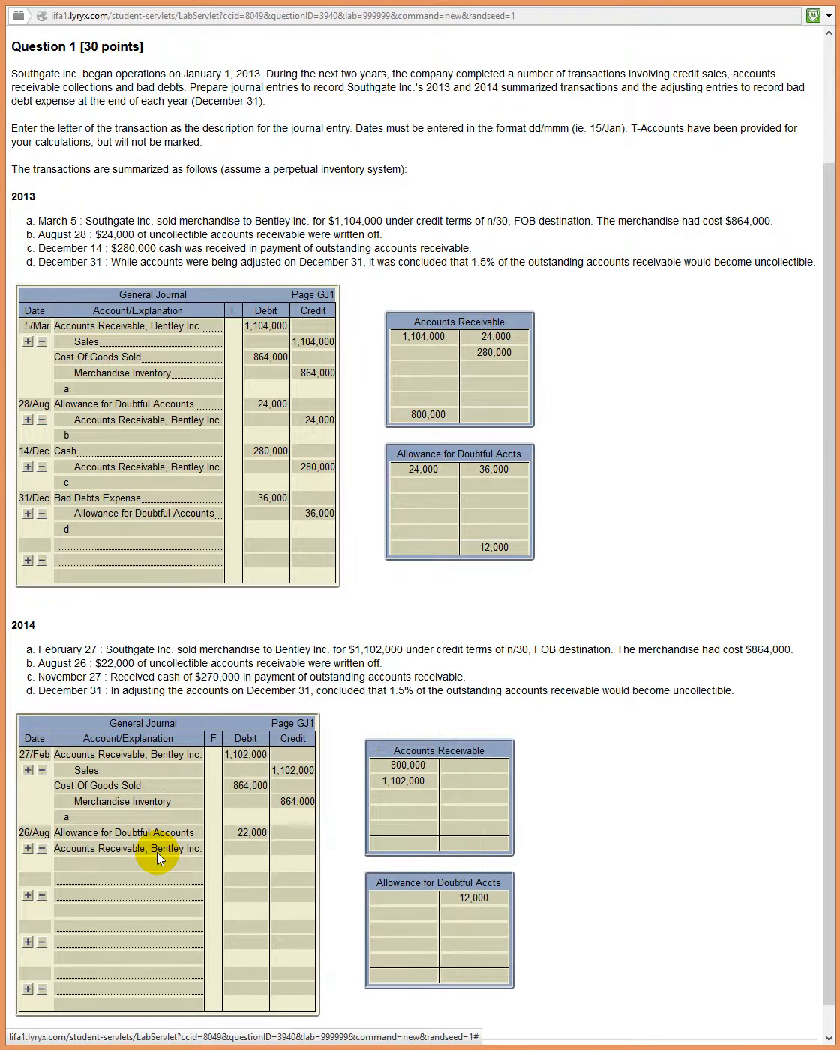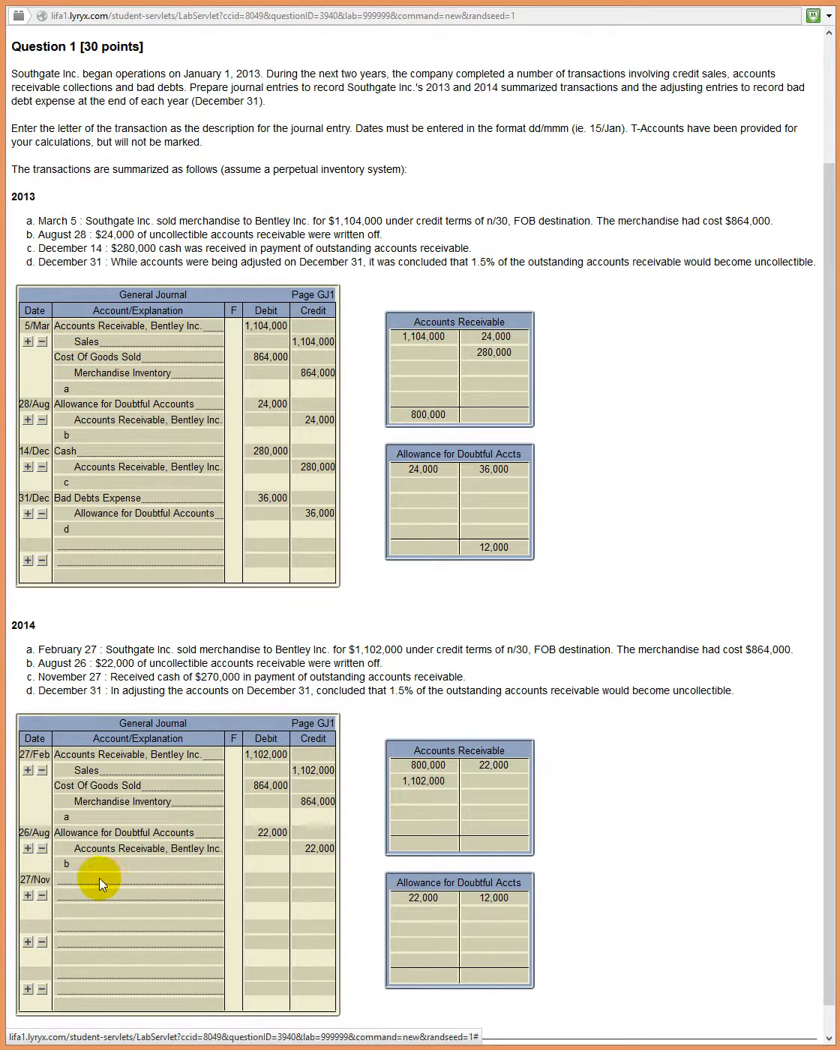Transaction C on the 27th of November, which was not long ago in the time I'm doing this video. It was actually Friday, and today is Sunday. 27th of November, we received cash for 270 grand. Of course, that cash was in payment of our accounts receivable, so the accounts receivable goes down. Transaction letter C.